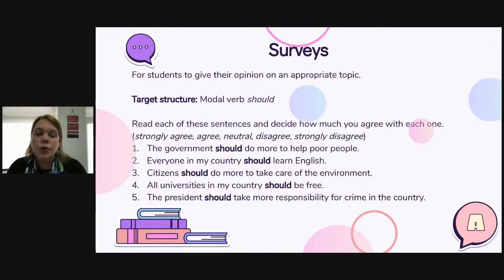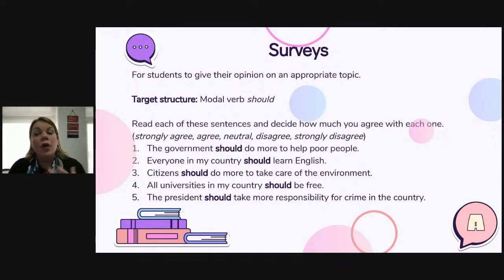But in this case, we're working with the modal verb should. Yeah, that's our target structure. Read each of these sentences and decide how much you agree with each one. And I give them a scale. This is a Likert scale, right? Strongly agree, neutral, disagree, and strongly disagree.